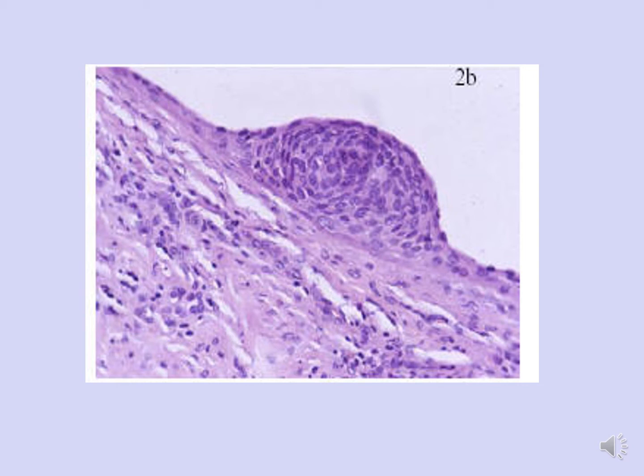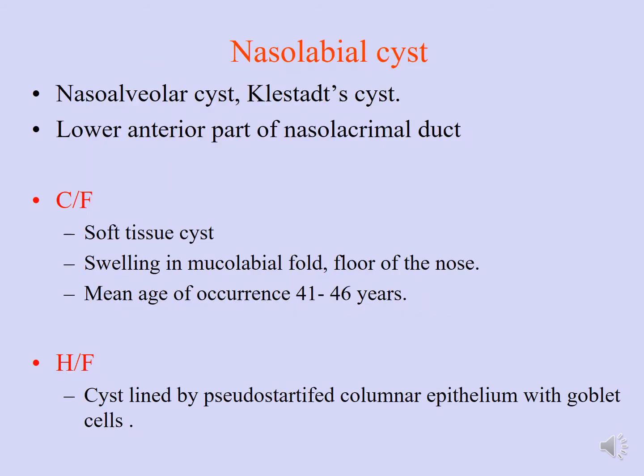Lateral periodontal cysts, being developmental cysts, are commonly treated by enucleation. Details will be further explained by Dr. Kamraj in the following. Right, the next important cyst is the nasolabial cyst. Previously, it used to be called nasoalveolar cyst or Klestadt cyst. They commonly occur in the lower anterior part of the nasolacrimal duct.